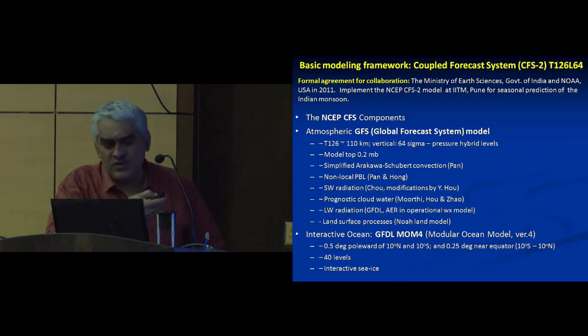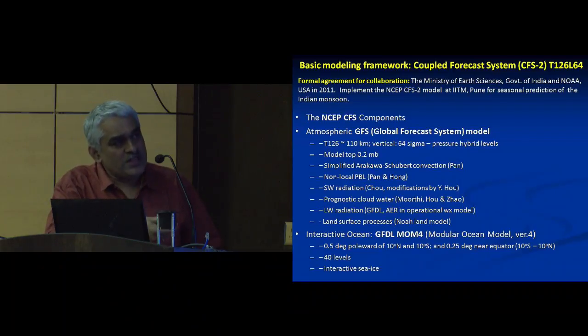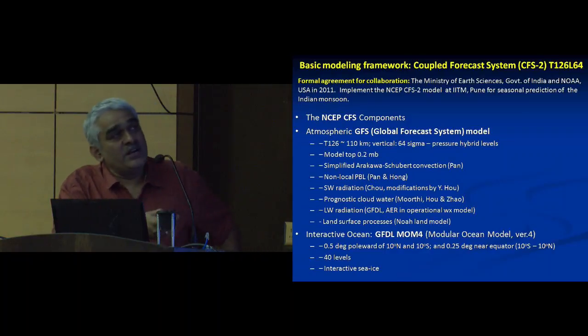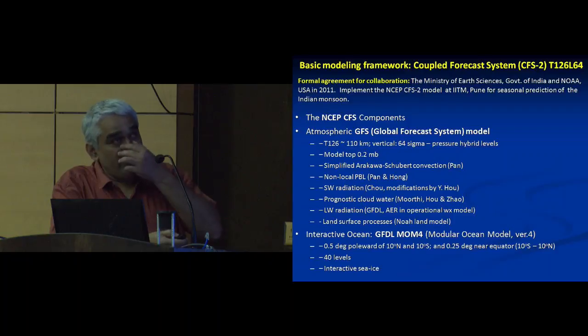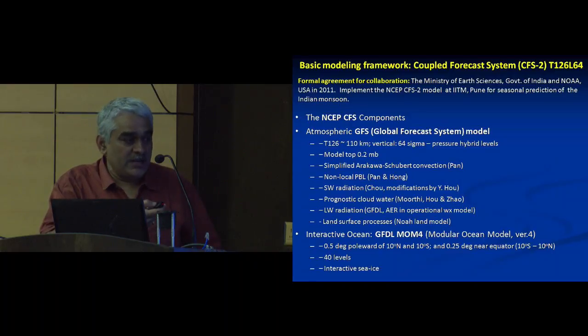There was an agreement between NOAA and IITM for improving the monsoon forecast using the CFS model. And the model was there in 2011. The forecasting groups at IITM, the seasonal and the extended range groups, started working on this model and made various improvements to improve the skill of the seasonal forecasts and also the active and break spells. And so at that time we thought, why not develop an Earth system model based on the CFS.